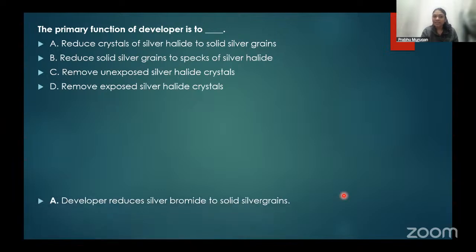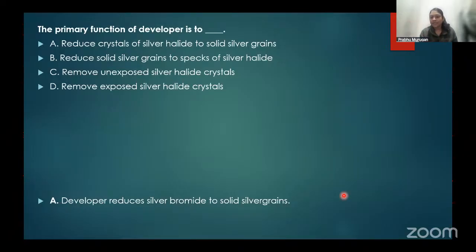The reason being, the removing of the exposed and unexposed crystals is going to happen in the case of your water and your fixer. And reducing the solid silver grains to specks of silver halide is the reverse process. It doesn't take place, right? Your X-ray film has silver halide crystals. Those are going to get converted to solid silver grains with the help of your developer.